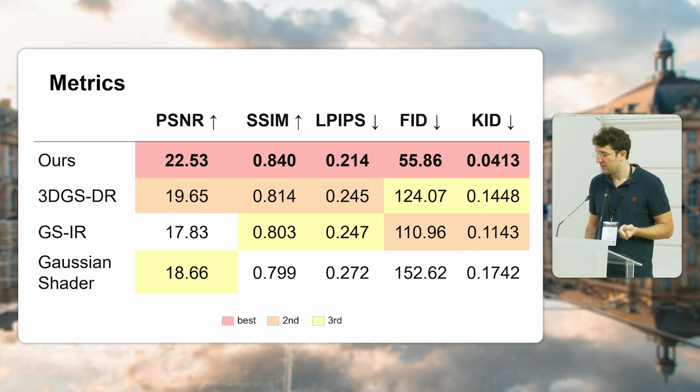And also some metrics, because we have those synthetic scenes with ground truth insertions. And you can see that in all cases, we outperform them by a large margin.